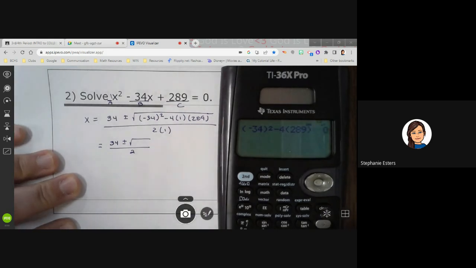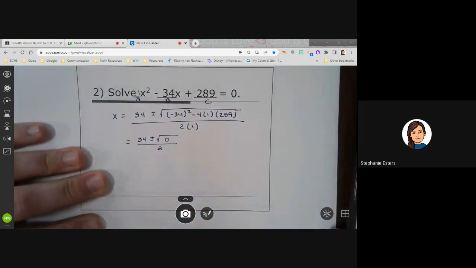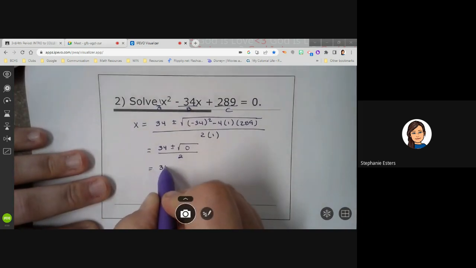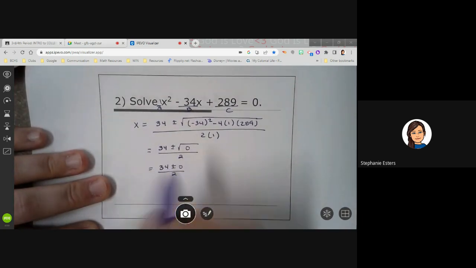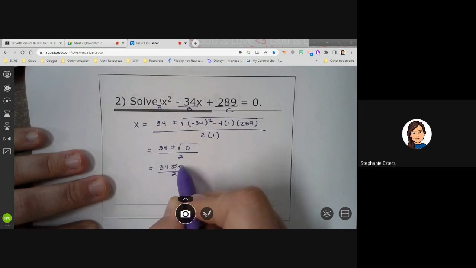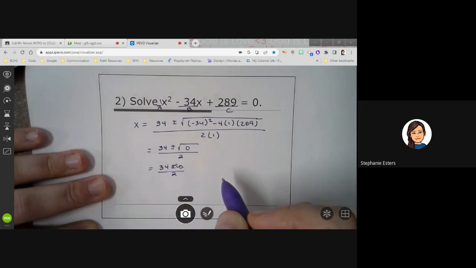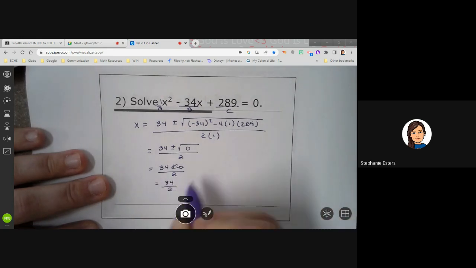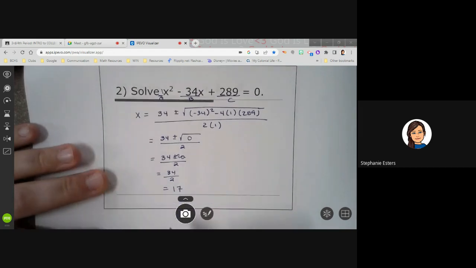All right, so we get 0 here underneath the radical. Now, if you don't know what the square root of 0 is, you can type it into the calculator as well, but the square root of 0 is 0. So here's my question. 34 plus 0 and 34 minus 0 are what? Anything plus 0 is that number, anything minus 0 is that number. So essentially the 0 just goes away again because 34 plus 0 is 34, 34 minus 0 is 34, which leaves me with just 34 over 2, which is 17.